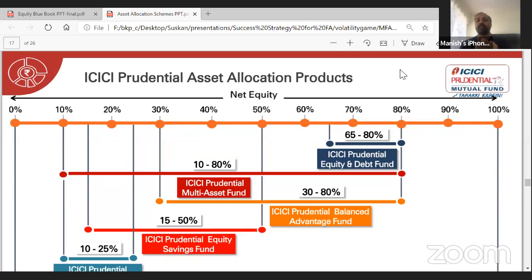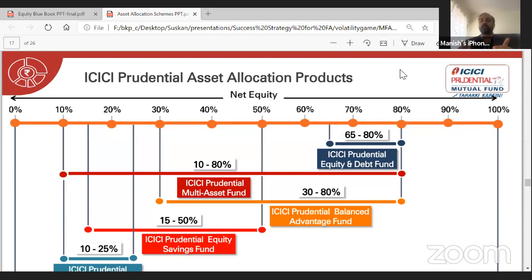That means when the market is very expensive it will come as low as 10, and when very cheap it can go as high as 80%. If the investor says, "No, can you give me something much more conservative in the asset allocation bucket," then you can give the next product, which is a step down: ICICI Prudential Balance Advantage Fund. This is our flagship fund.